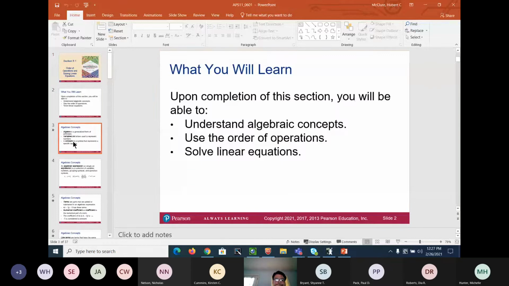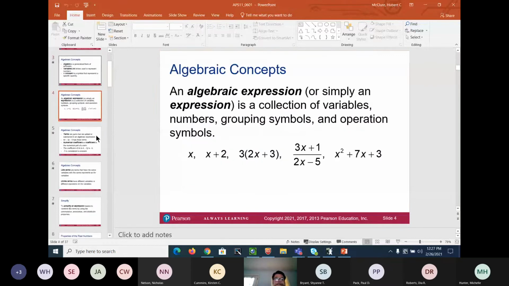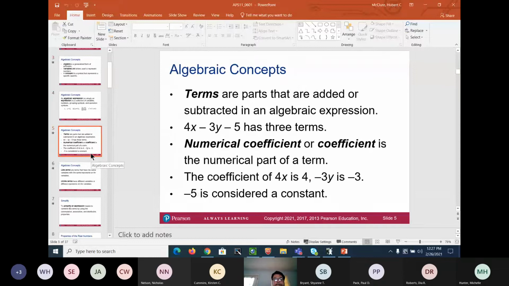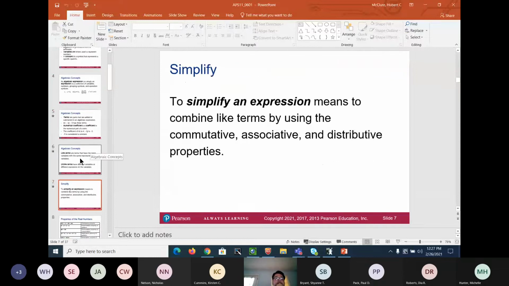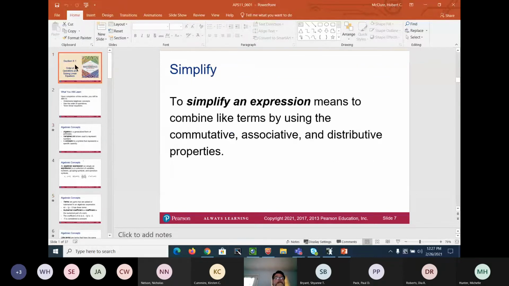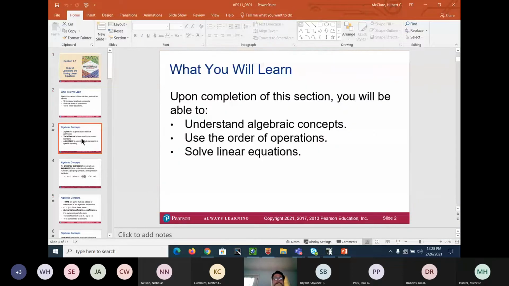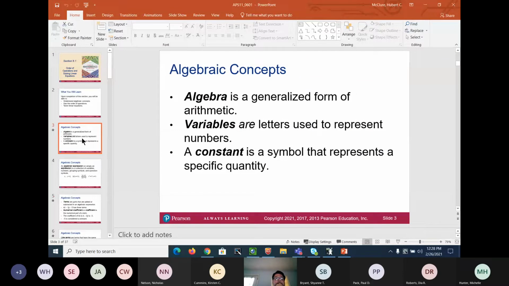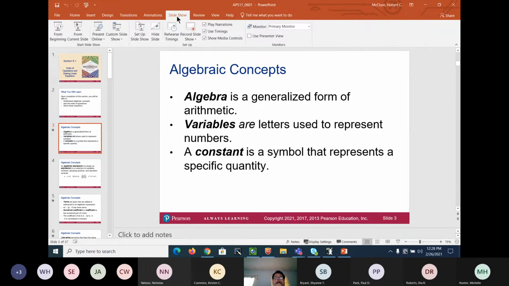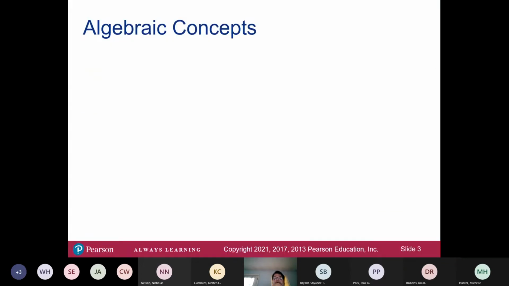But let's see, I'm just looking at some of the things I need to cover. I guess there's order of operations. We already covered that. I guess we could start right here. Okay, this is still 6.1. One of the parts of 6.1 was order of operations, and today I'm going to cover algebraic concepts.